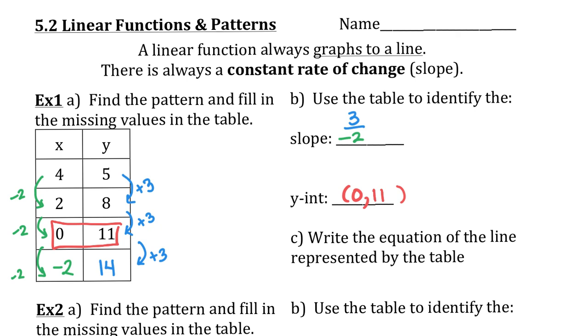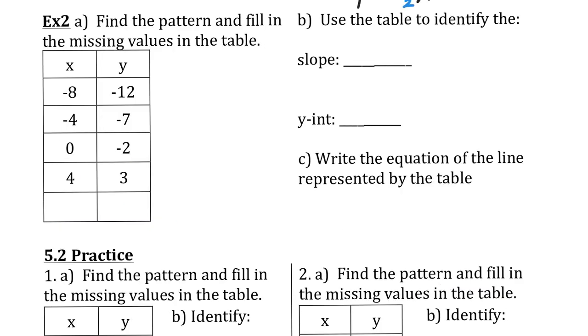Okay, if I'm going to write the equation of the line represented by the table in slope-intercept form, it's going to be y equals mx, the m is the slope, plus the y-intercept. The y-intercept is 11, so that's the equation of my line. Okay, we're going to do one more example of it, and then you'll do the practice on your own.